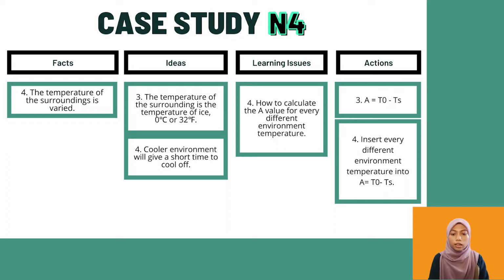So the last fact here is the temperature of the surrounding is bright. So the idea is the cooler the environment, the shorter the time for the coffee to cool off. So the learning issue here is how to calculate the A value for every different temperature of the surrounding. So the action is we need to insert every different environment temperature into the equation of A equals the initial temperature of the body minus the temperature of the surrounding.